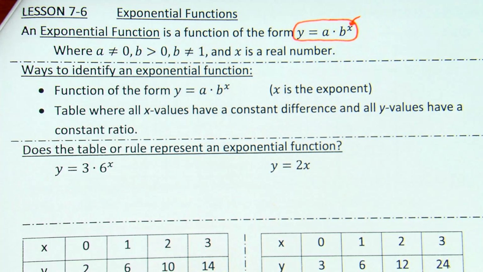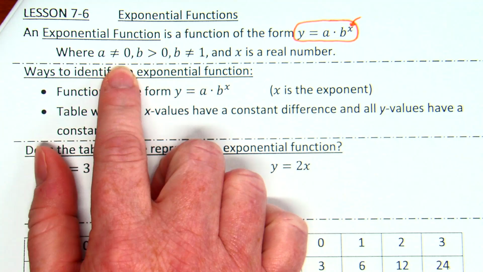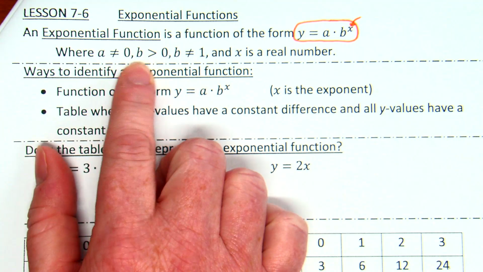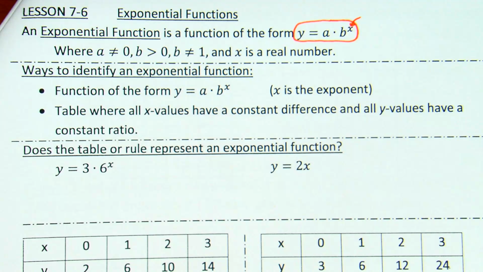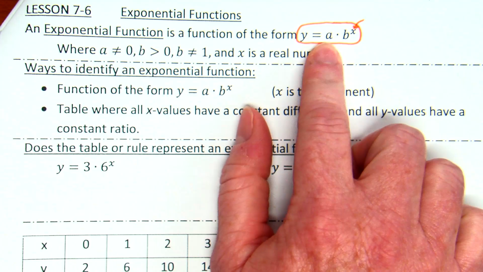Now notice it does say a cannot be 0, because if a is 0, this whole equation is 0. And b greater than 0 just says b has to be positive, and it can't equal 1, because if those things are happening, you're going to have just 0 or 1. It's not going to really work. But basically, a can be anything other than 0 times some number raised to a power. That's what we're looking at.